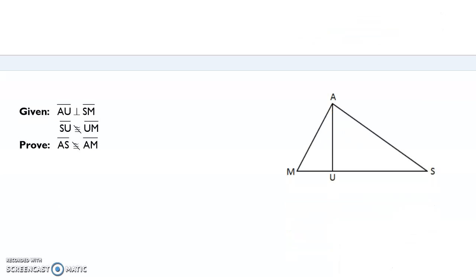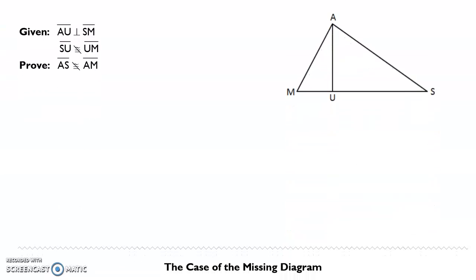All right, let's do another one together. Again, in this case, I'm asked to prove that segment AS is not congruent to segment AM. I am going to assume that the negation of this is true. I'm going to assume that segment AS is congruent to segment AM. That's going to be my first sentence.